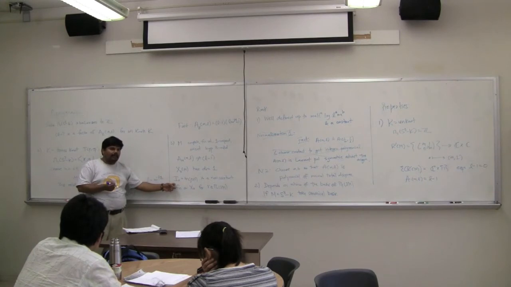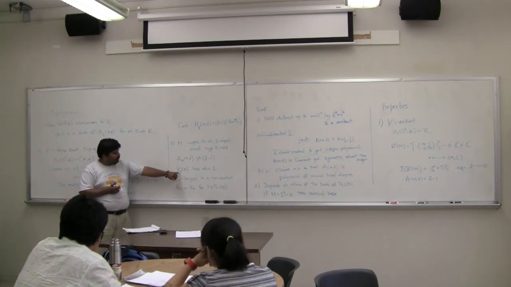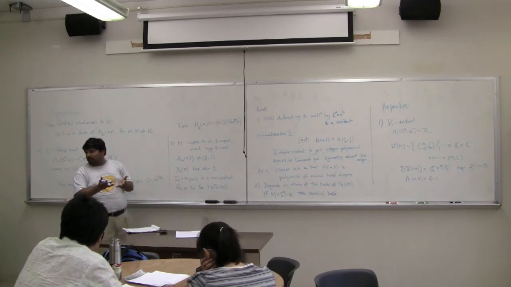Why that is important is because this is non-constant for any peripheral element. Let's take the meridian and the longitude: the eigenvalues are non-constant, and so when you project this down to your character variety of the boundary, you are getting something non-trivial. You cannot get L equal to 1. Your L has to keep changing.